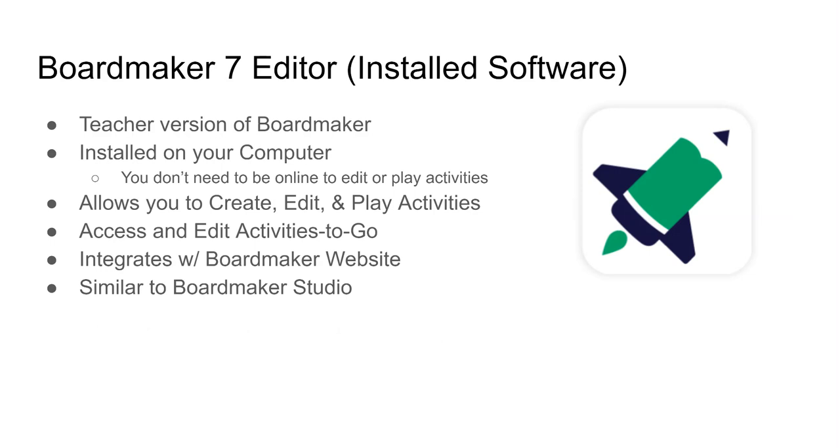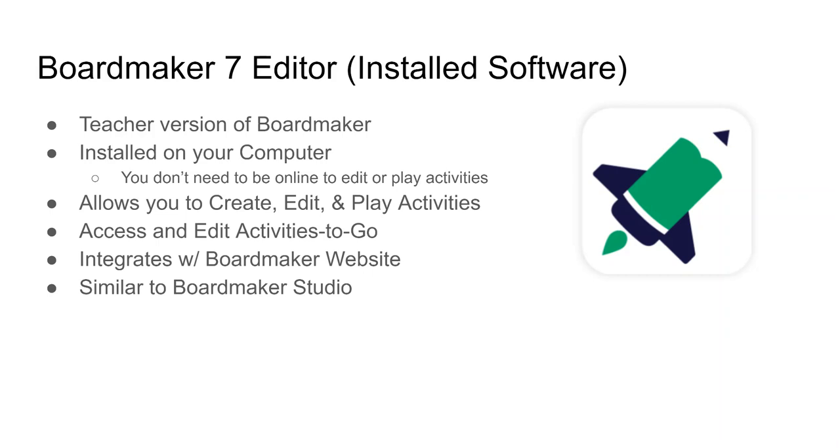So looking at the first installed portion of Boardmaker 7, it's the Boardmaker editor. This I think of as like the teacher version of Boardmaker. It's installed on your computer, and once it's installed, you don't have to be online to edit or play activities as long as you've downloaded those activities to your computer. So when you open Boardmaker 7, you'll be able to see activities that you created in Boardmaker Online. And if you want to do anything with them, you have to download them, and then you can open them in this Boardmaker 7 editor to edit or to play them for your students.